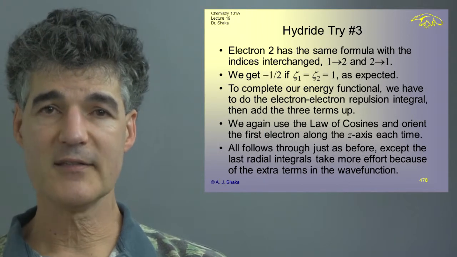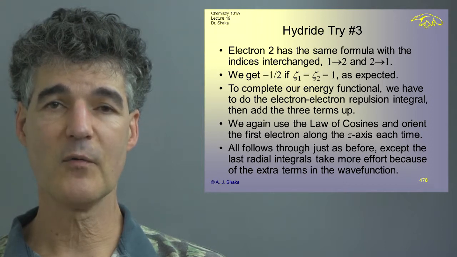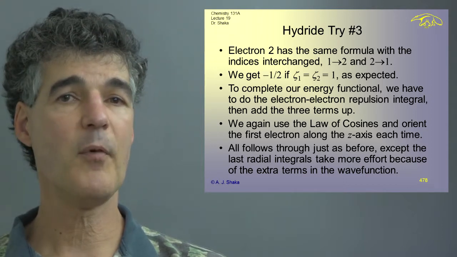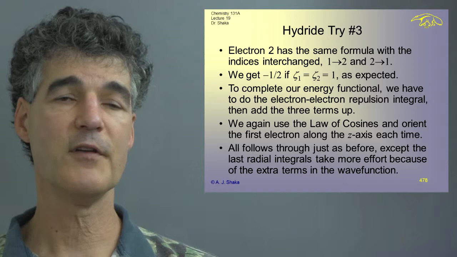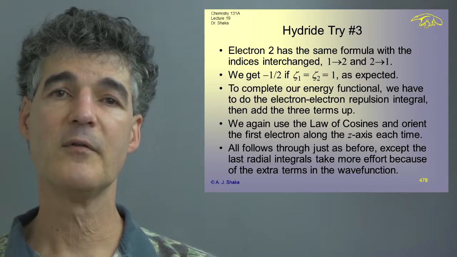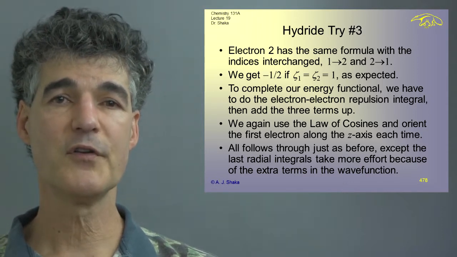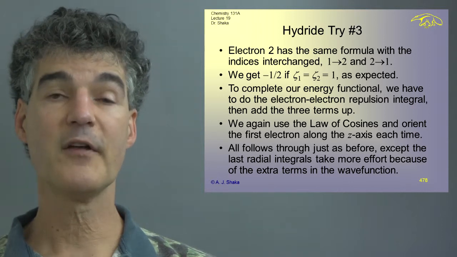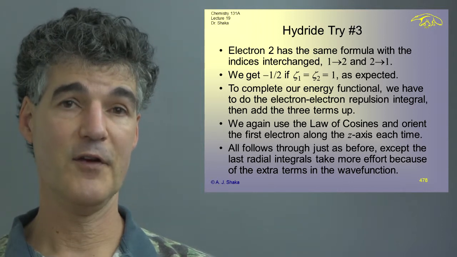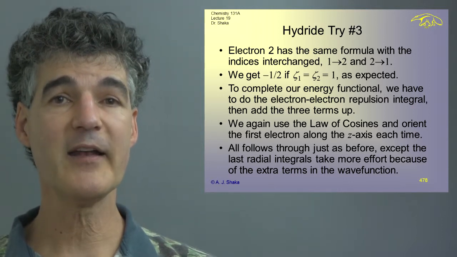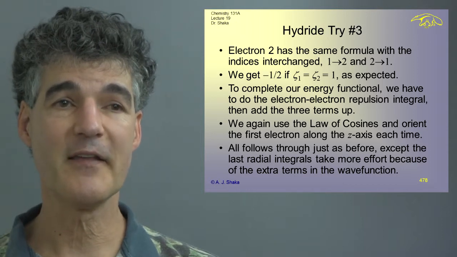Electron 2 then has the same formula as electron 1, where you just swap all the indices. Wherever you see 2, put 1. Wherever you see 1, put 2, and you better get the same answer. If you don't get the same answer when you do that, that means you made a mistake in the integral.